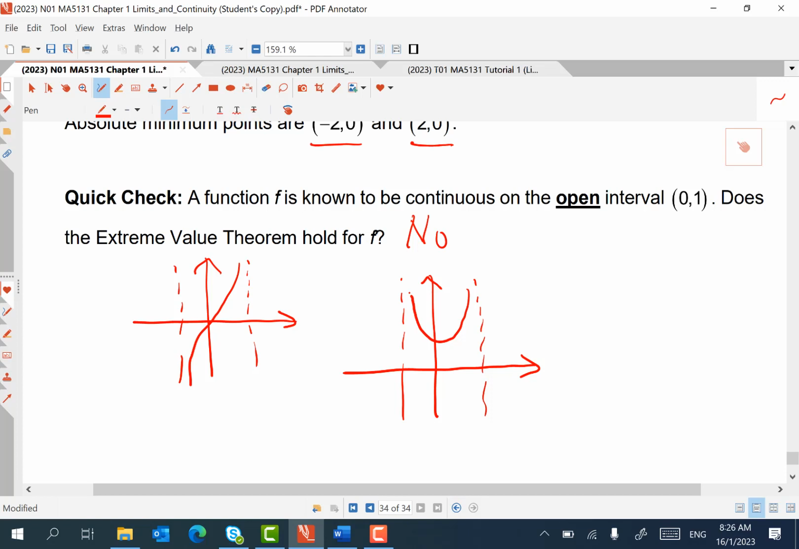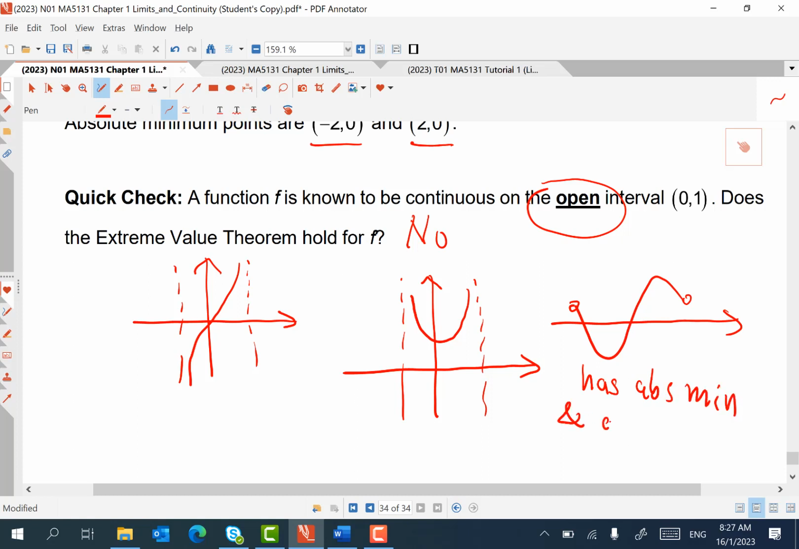However, be very careful. It is possible that if a function is continuous on an open interval, it can still have an absolute min and absolute max on it. So the openness doesn't eliminate the possibility that you have an absolute min and absolute max. Like this one, this function has both. This one has an absolute min.